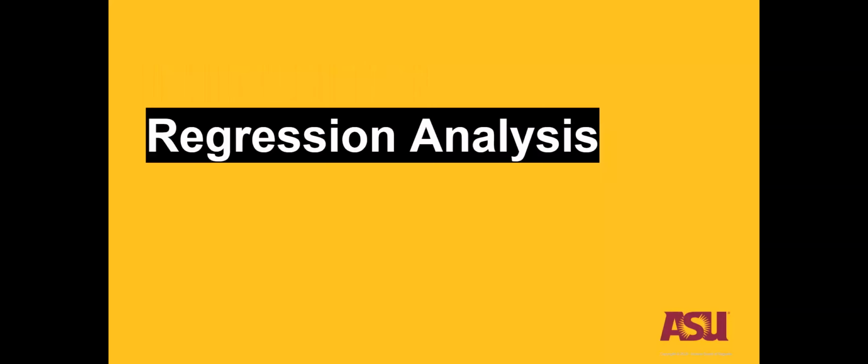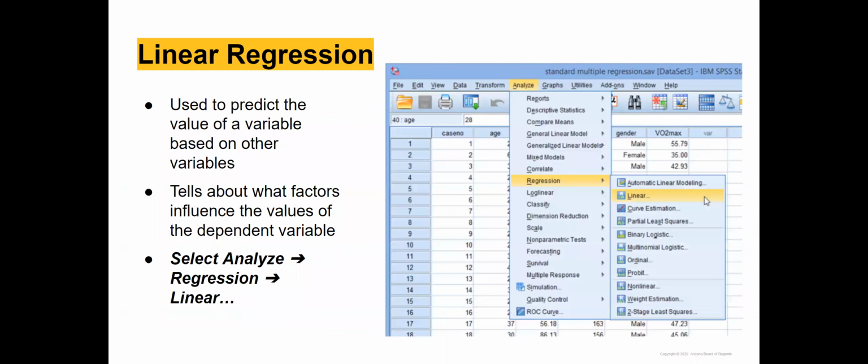Next is the regression analysis. So we have linear regression. It is used to predict the value of a variable based on another variable. So suppose let's take the example of height and weight again. We have height, we have weight, and we want to find the value of weight based on height. So if we know the height of a person, we want to predict the weight of the person.